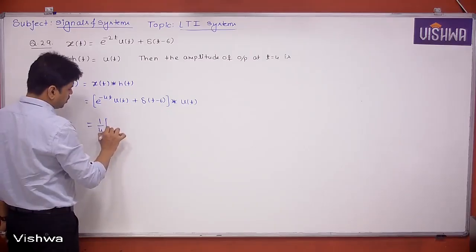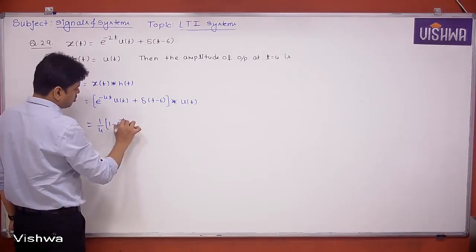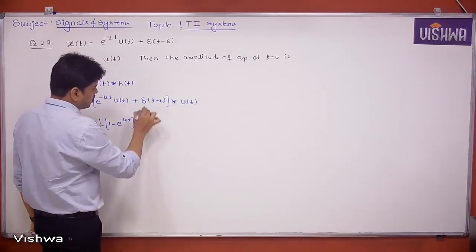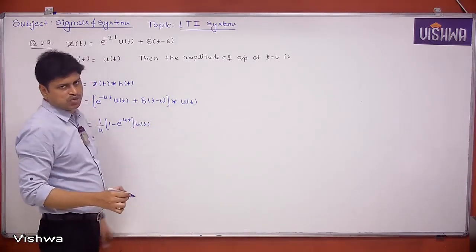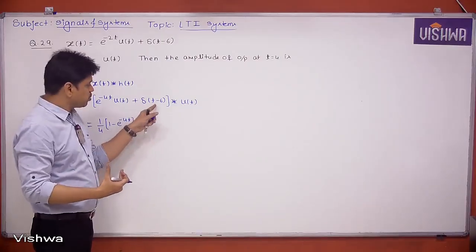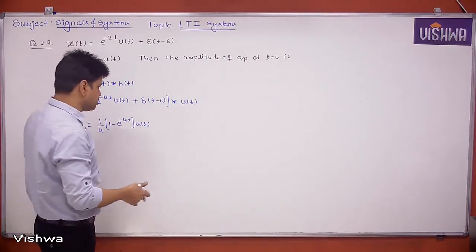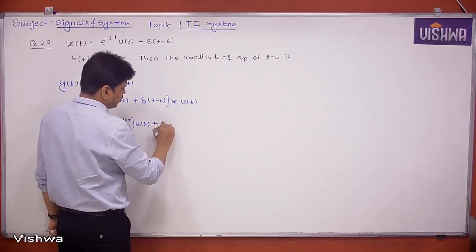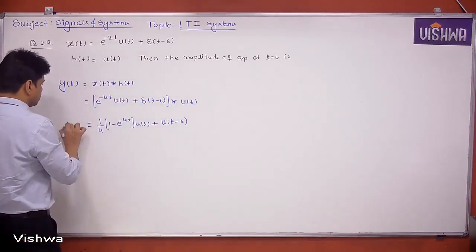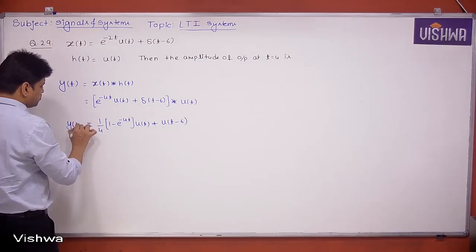1 by 4 into 1 minus e power minus 4t u of t. Next, delta t minus 6 convolution with u of t. Any signal convoluted with the impulse function is going to give you the same, but we have the time shifting that has to be inserted. So this is going to give you u of t minus 6. That's the output we got, y of t.